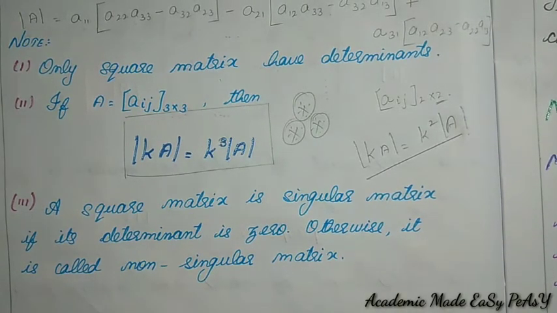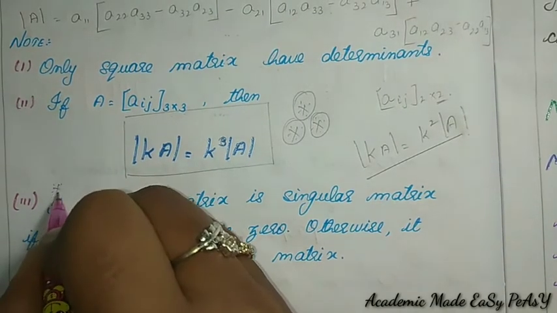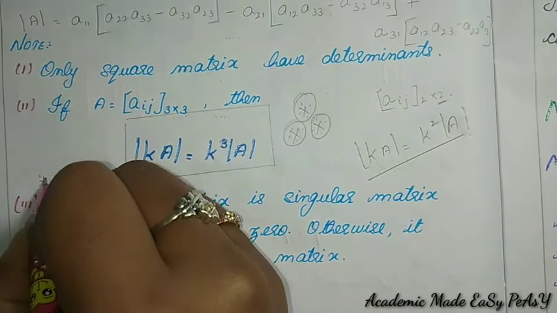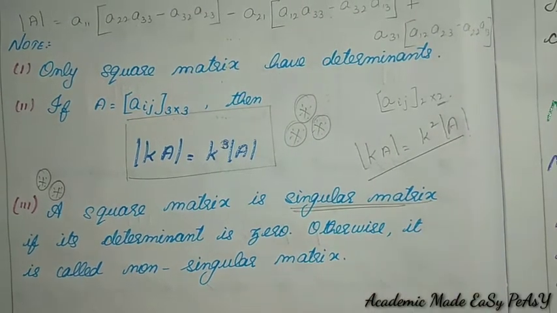Third subdivision. What is the third note? Let's see. A square matrix is a singular matrix. This also is an important note, because we will be using it in the 4th, 5th and 6th exercises. What is a singular matrix? A singular matrix means the determinant is 0.